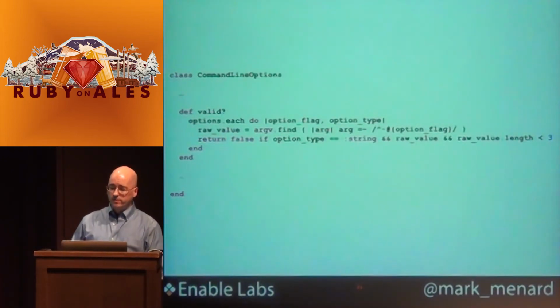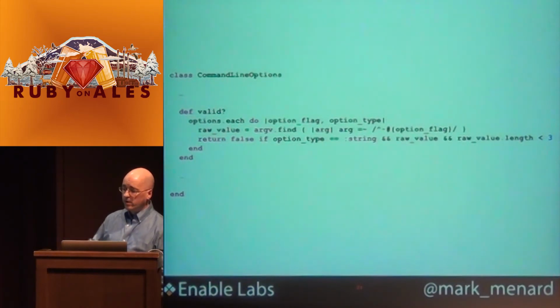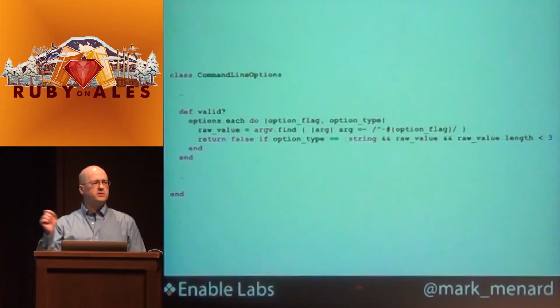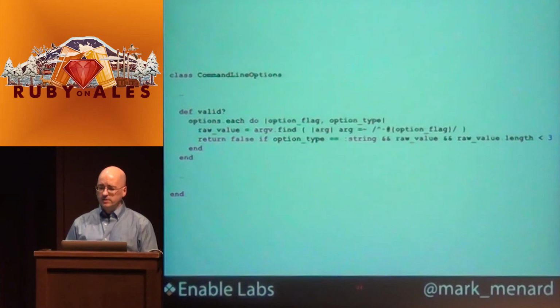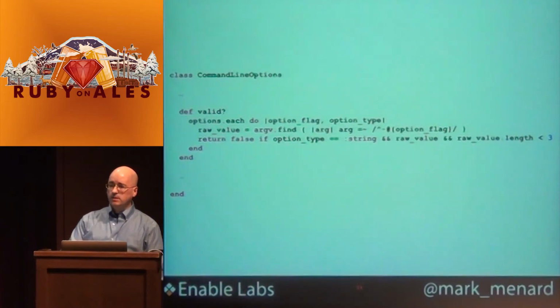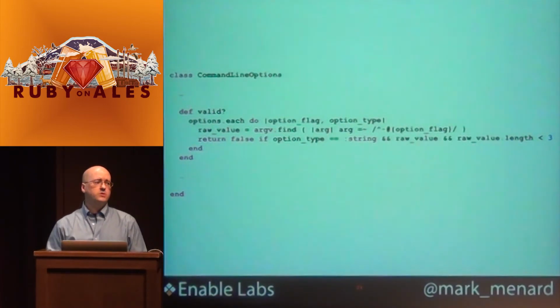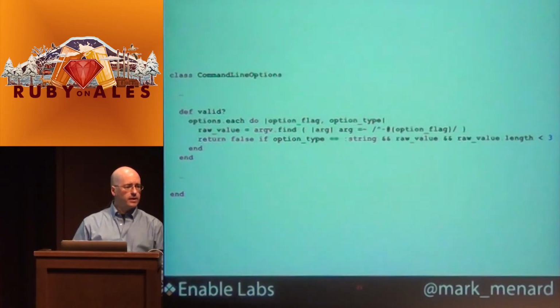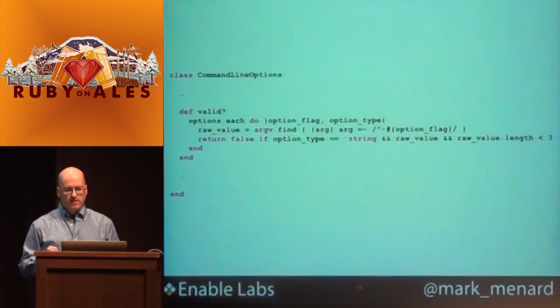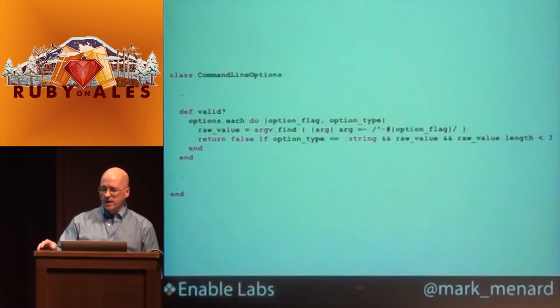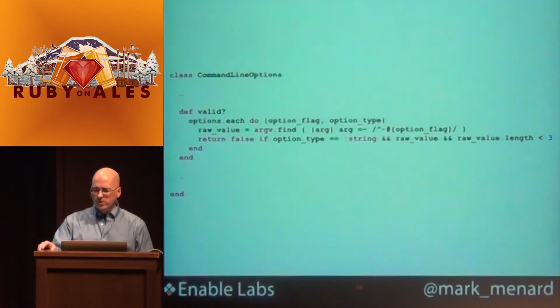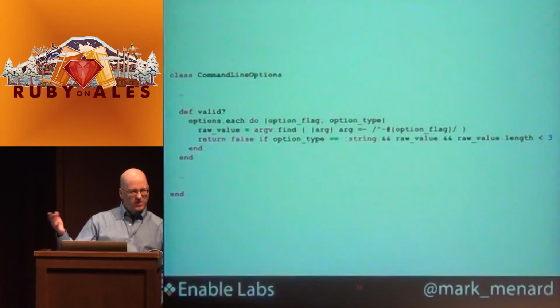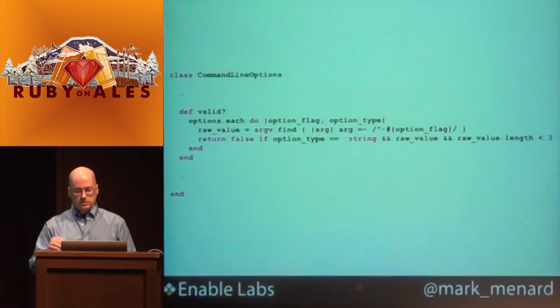This is the valid method. And here we iterate over the options, looking for the ones that are strings, and checking to see that if they are present, that they have content. Because you can't put a string option on the command line and not give me some content. That's not valid. And currently, string options are the only ones that we need to validate. Boolean options really don't have a validation. Either they're simply there and they're true, or they're not and they're false.